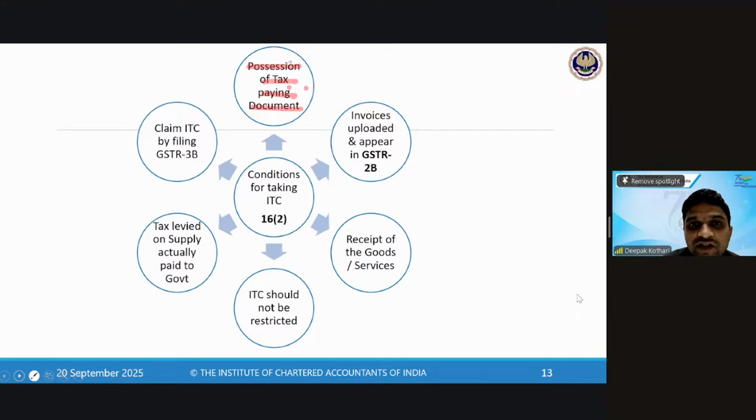You should be in possession of a tax paying document. Without any document you cannot claim it. So supplier को invoice raise करना चाहिए या फिर debit note. We know no when debit note is raised. That when, tell me when debit note is raised. I have discussed this in detail in the past.